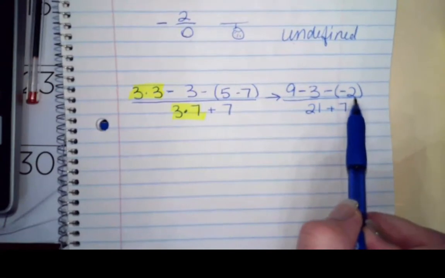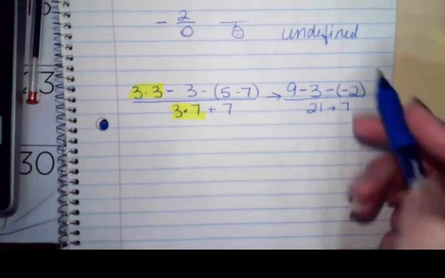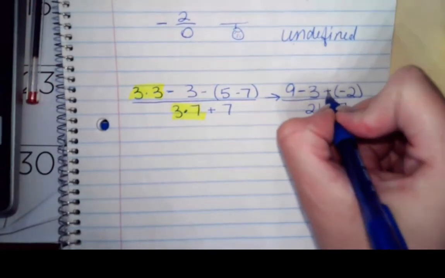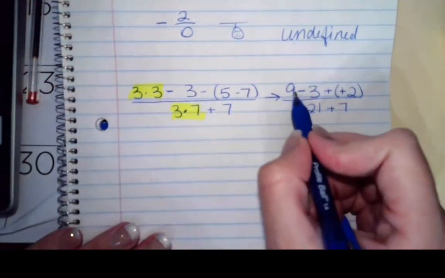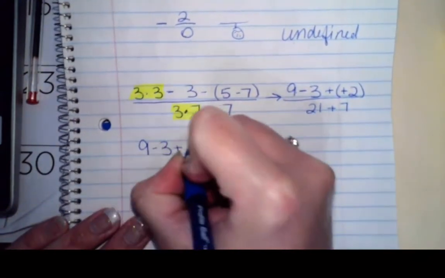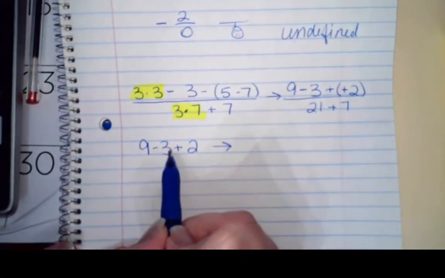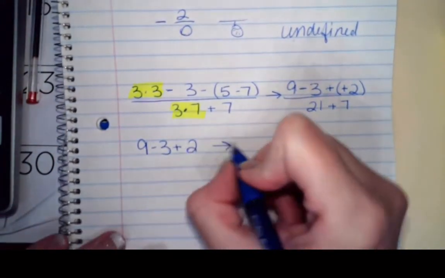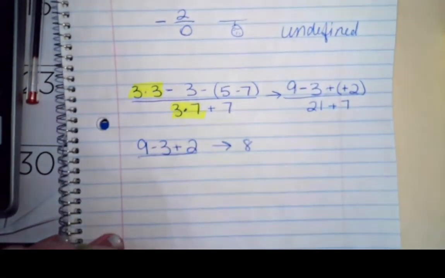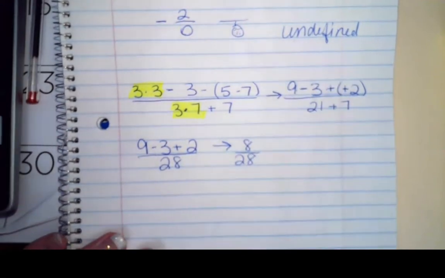and I went ahead and did 5 minus 7 is -2. So what did we decide a while ago? If I've got minus and negative, that's going to turn into plus positive. So that now says 9 minus 3 plus 2. So 9 minus 3 plus 2, I can work it from left to right. 9 minus 3 is 6. Plus 2 is 8. And in my denominator, 21 plus 7 is 28.